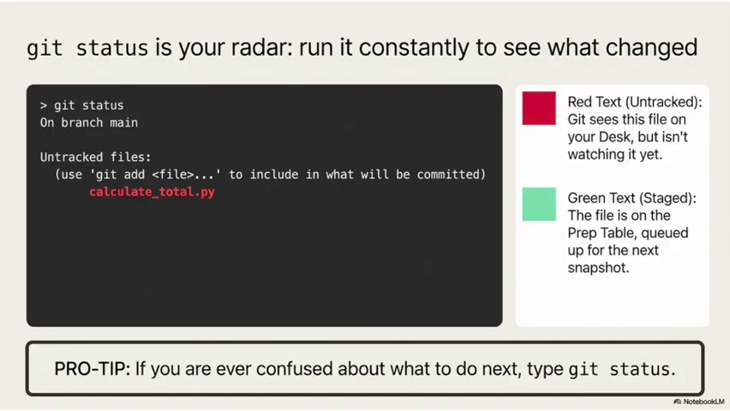The pro tip at the bottom is the most important habit in this module. If you are ever confused about what to do next, type git status. The output will tell you exactly where your files are and what commands are appropriate for the next step.